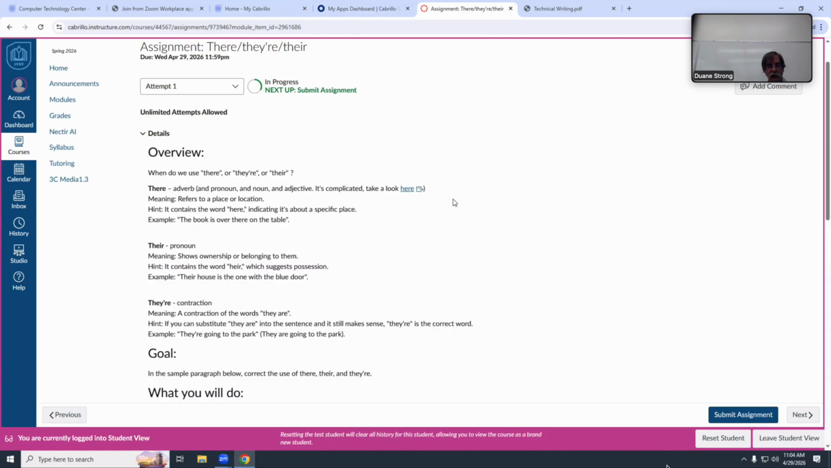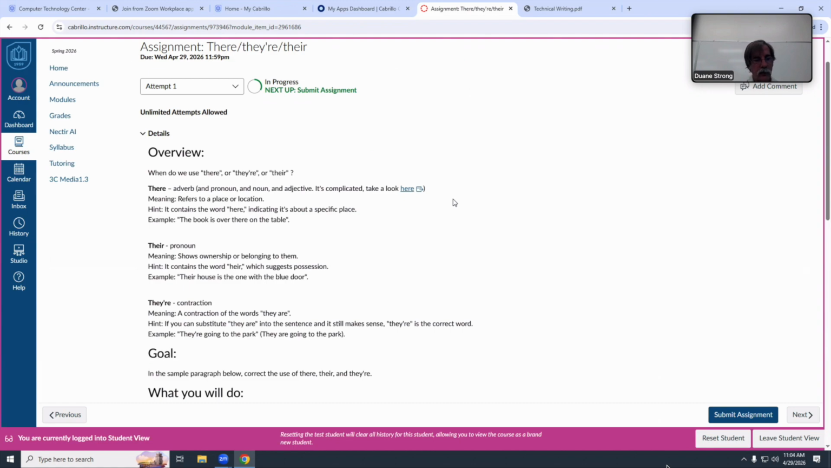Versus THEIR, which is a pronoun, always pronoun, shows ownership, belongs to them. A hint that may or may not work for you: it contains the word heir, which suggests possession, like, you know, he's the heir to the throne. Example: their house is the one with the blue door. Their house, they own the house.